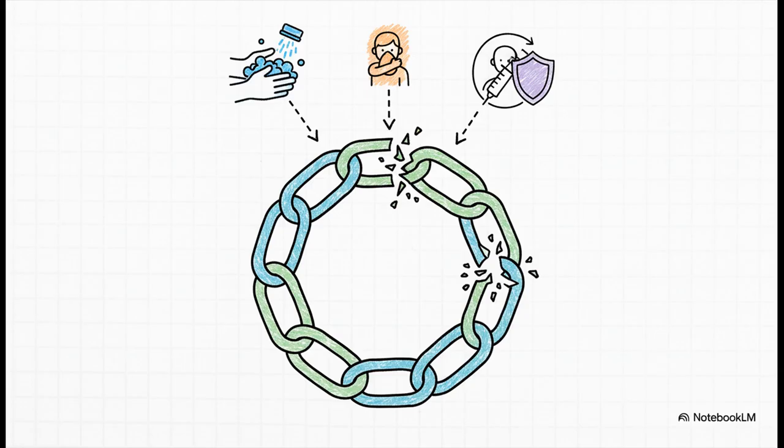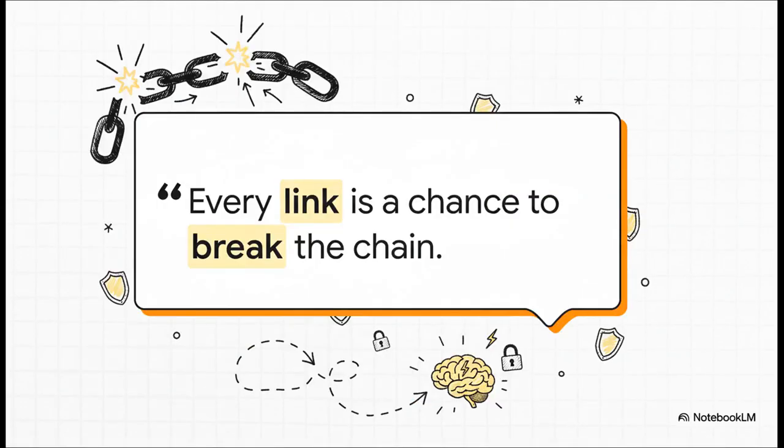Washing your hands? Boom, you've just broken the mode of transmission. Covering a cough? You just block the portal of exit. Getting vaccinated? That makes you a much less susceptible host. Every action we take is about breaking a link. So here's what I really want you to take away from this. This chain of infection, it's not just a scary process. It's actually a map that shows us all the different places where we can fight back. Every single one of those links is an opportunity. Knowing this, that's our superpower.